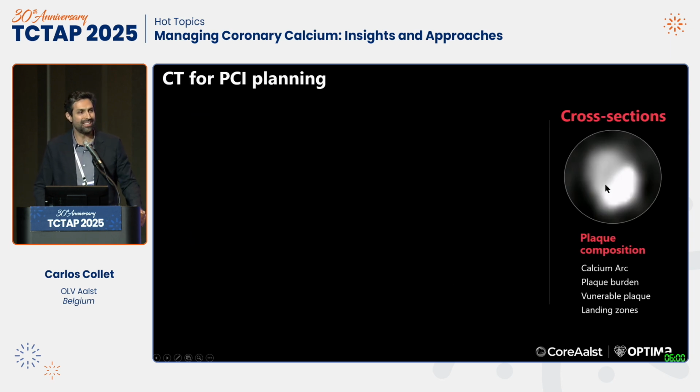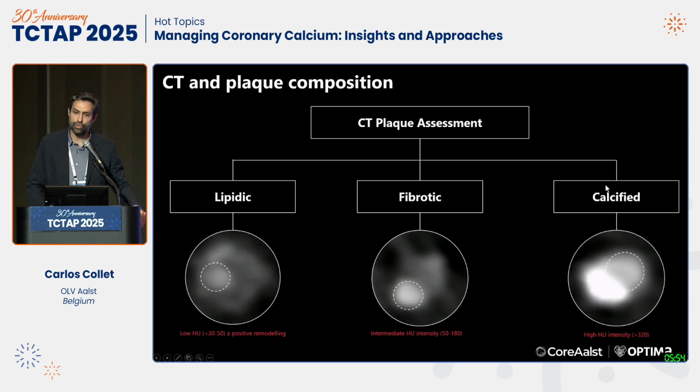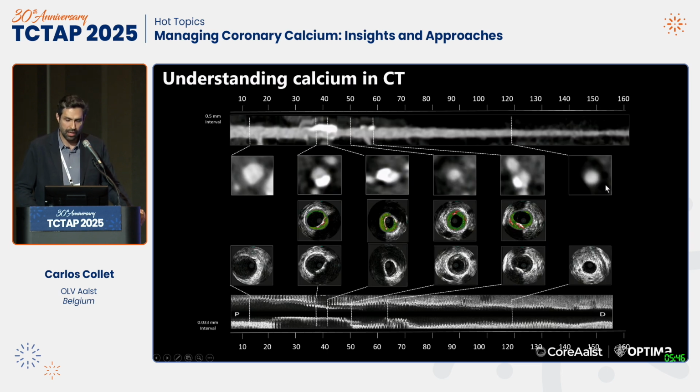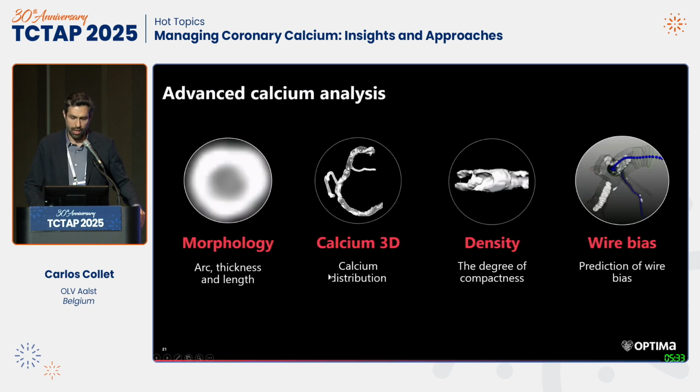Now, I want to focus on the richest part of any CT reconstruction to look at calcium, which are the cross-sections. Cross-sections help you understand the plaque composition, and when you look at calcium, it's very easy. It looks white, and if you measure the Hounsfield units, this is typically above 320. We have a number of studies looking at the correlation between intravascular imaging and CT, and this is quite accurate. You see the calcium mark here on CT on the top, virtual histology in the middle, and how it looks in IVUS, so it's quite direct.